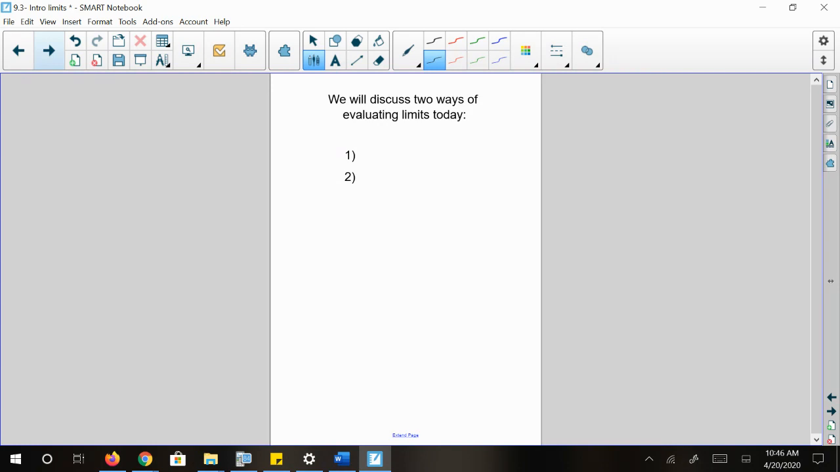So we're going to talk about two ways of evaluating limits today. One way, which you'll need a calculator for, is by creating a table. And another way is by graphing. So we'll discuss a couple of those today, and then as we move on into our future lessons, we'll also do some stuff algebraically and by looking at graphs as we go along as well. Okay, so let's jump right into one.